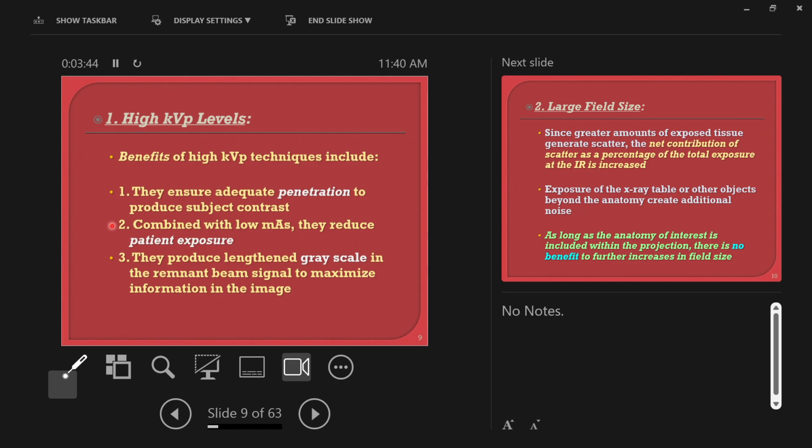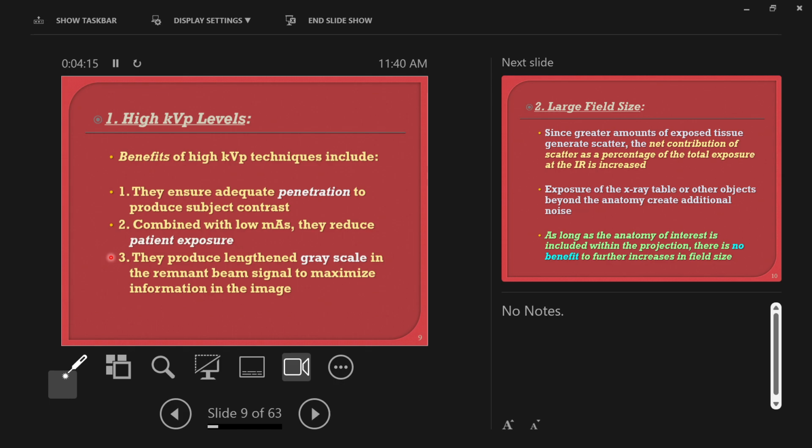It's good to use high kVp along with low mass techniques to reduce patient exposure. But you're reducing patient exposure keeping in mind that you're going to make more scatter at the image receptor. So you have to account for that. Remember, most things that we do, if they're good for the image, are bad for the patient. And if they're good for the patient, they're bad for the image. Okay? In this case, high kVp, low mass, good for the patient, bad for the image. Okay? But it's a reason to use high kV.